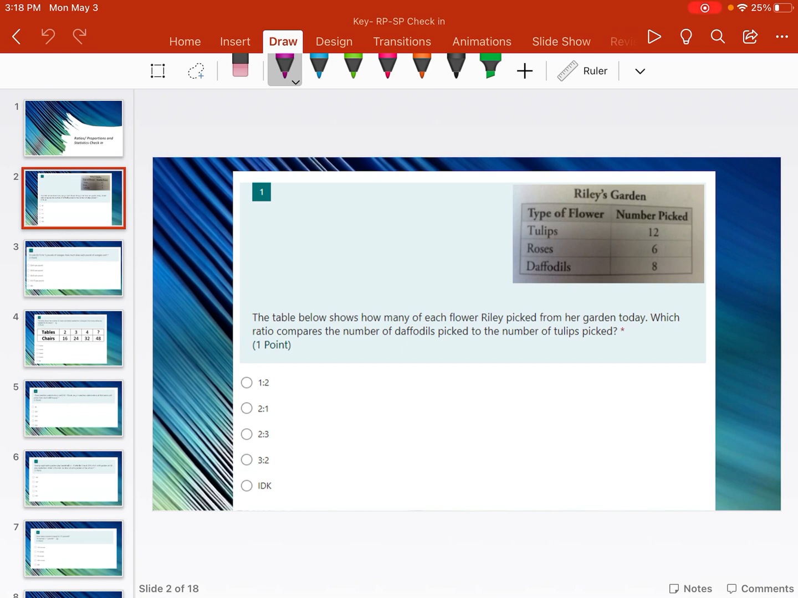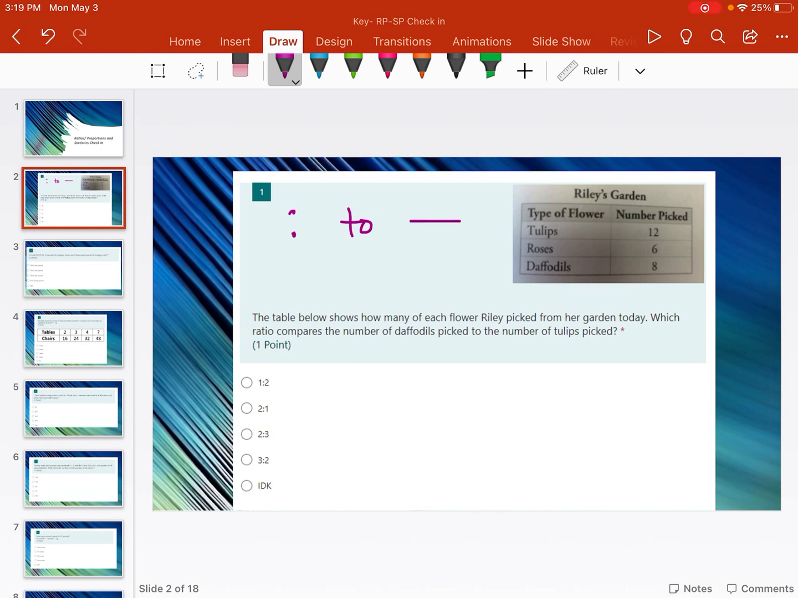Okay, so ratios, remember, can be written 3 ways. You can write it with the colon, you can write it with the word to, or you can write it like a fraction. All 3 of these ways you're going to read as to, like the word to in between.